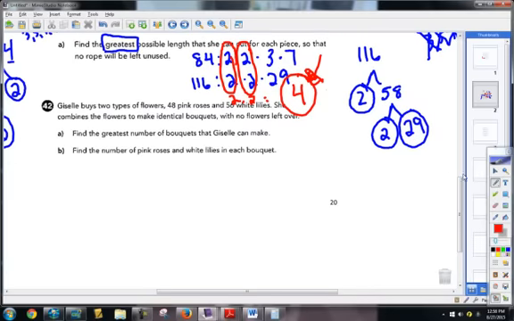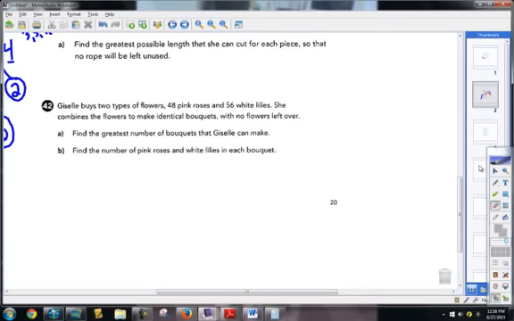Okay, number 42. Giselle buys 2 types of flowers. 48 pink roses and 56 white lilies. She combines the flowers to make identical bouquets, with no flowers left over. Find the greatest number of bouquets that Giselle can make. So there's your keyword again. So right away you know it is a GCF question. So that's one thing I always want to do. I always want you to label what type of problem it is when you figure it out. Okay?